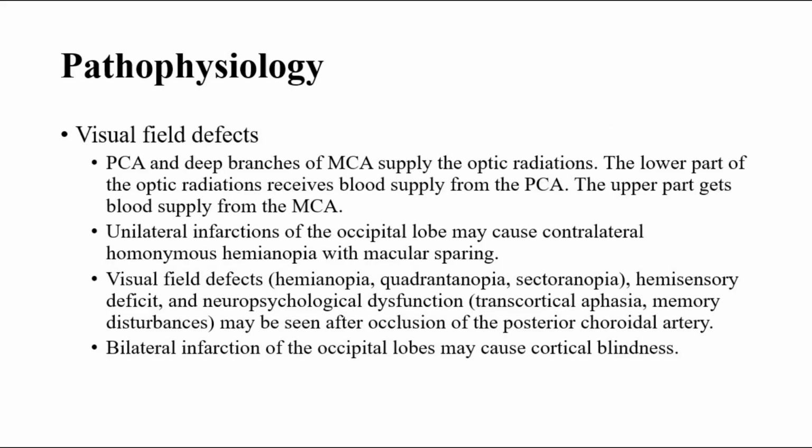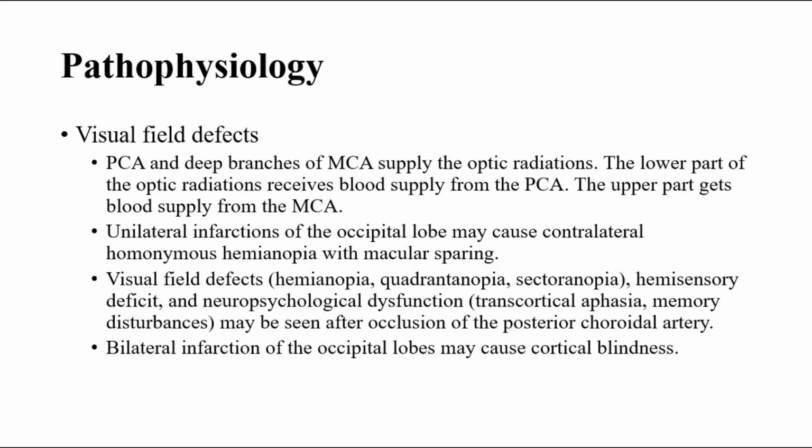For visual field defects, the PCA and deep branches of the MCA supply the optic radiations. The lower part of the optic radiations receives blood supply from the PCA. The upper part gets blood supply from the MCA. Unilateral infarctions of the occipital lobe may cause contralateral homonymous hemianopia with macular sparing.